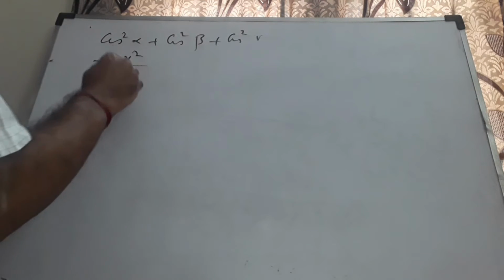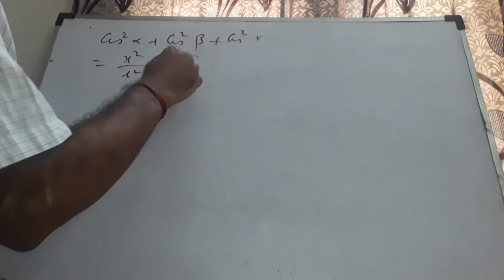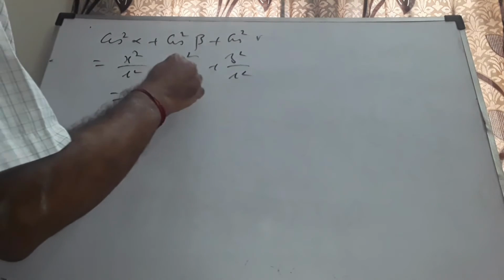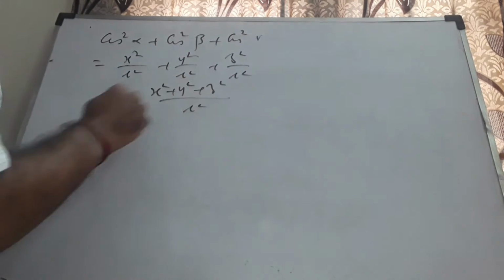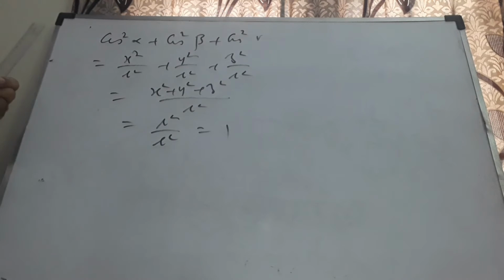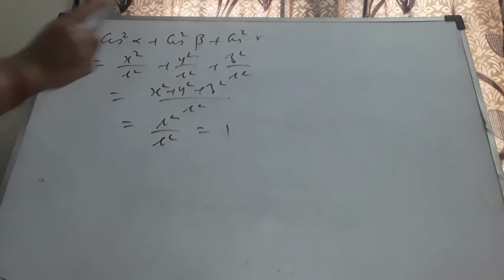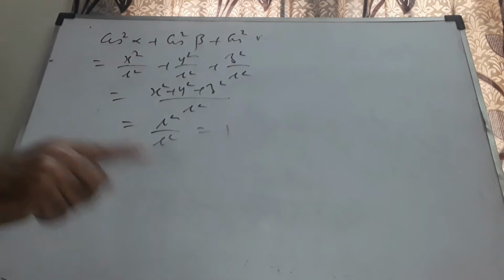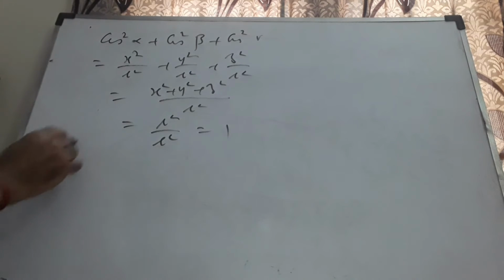Here I'll get x square by r square plus y square by r square plus z square by r square, which will be equal to x square plus y square plus z square by r square, which will be equal to r square by r square, equal to 1. Therefore, if a vector or a line makes angles alpha, beta, gamma with the positive direction of the x-axis, y-axis, z-axis, I'll get cos square alpha plus cos square beta plus cos square gamma will be 1. That is one result.